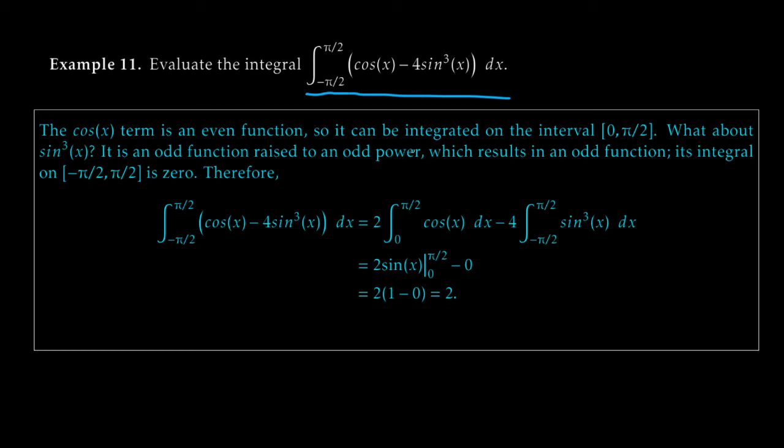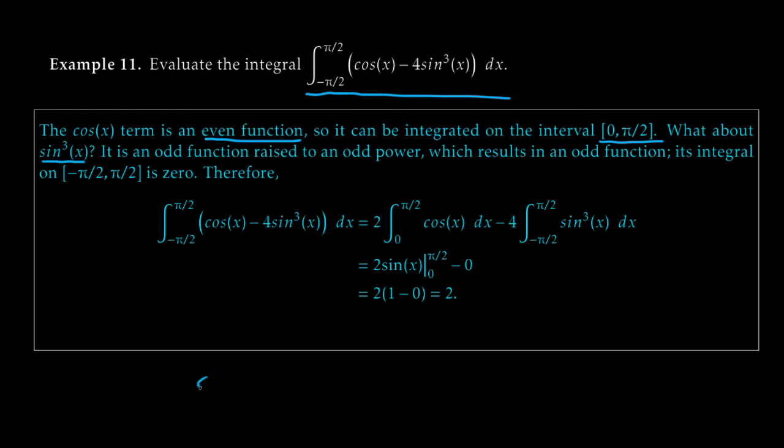So we look at our pieces. Cosine of x, that is an even function. That term is even. So we can integrate it on the interval from 0 to pi over 2 instead of doing minus pi over 2 to pi over 2. That's pretty great. Now, sine cubed x.